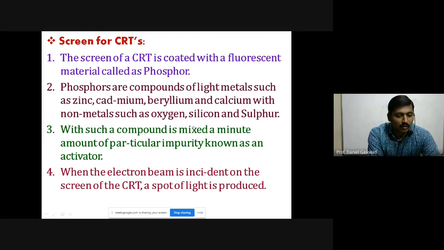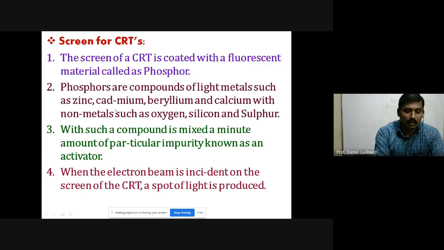Okay. Now what are the constituents of the screen? So the screen for CRTs. What is the general understanding of the screen of a CRT? We have a very short understanding. The screen of a CRT is coated with a fluorescent material called a phosphor. So generally the phosphor is coated inside the fluorescent screen. So the glass screen has an inner coating of the material called phosphor.